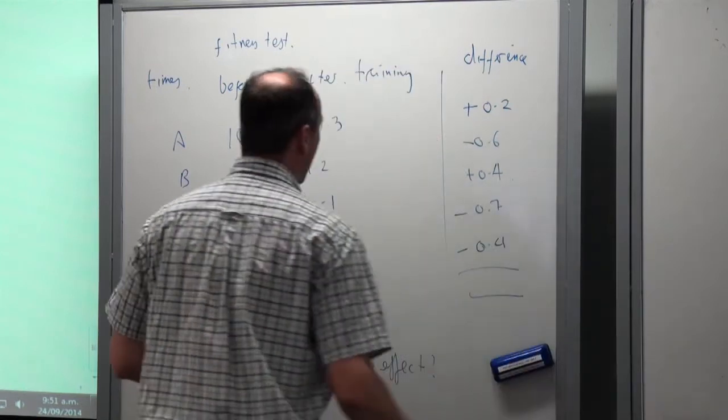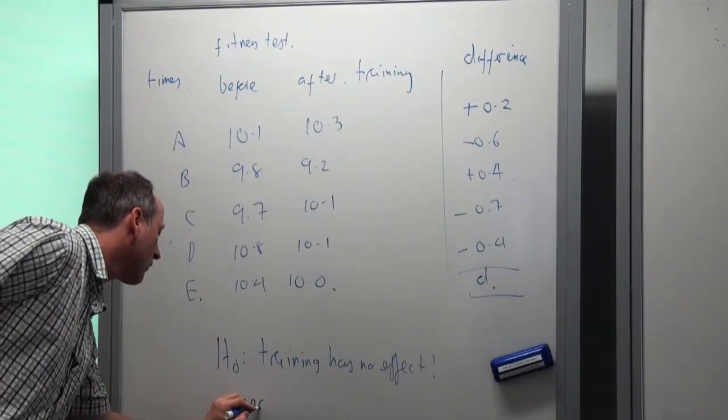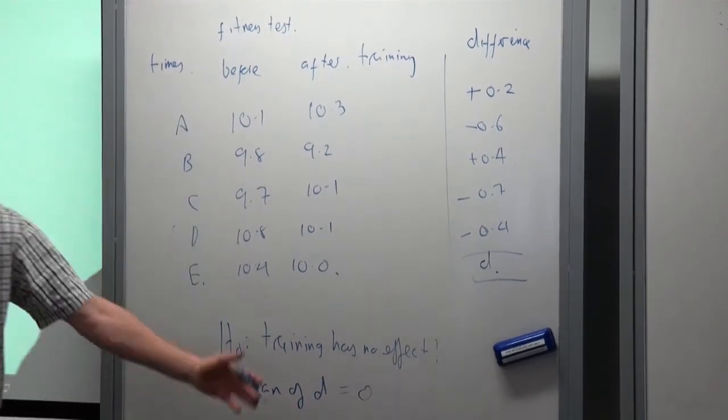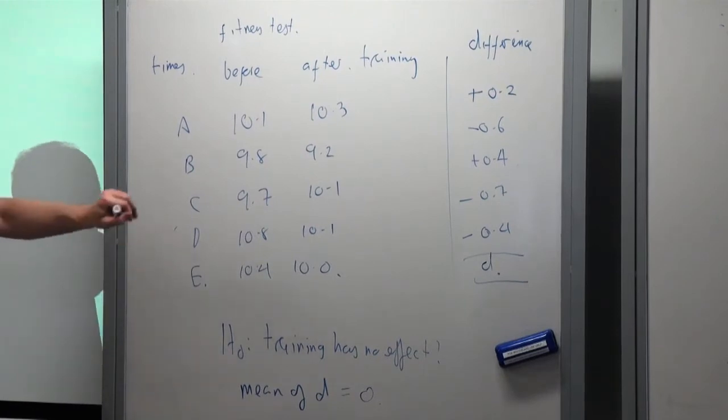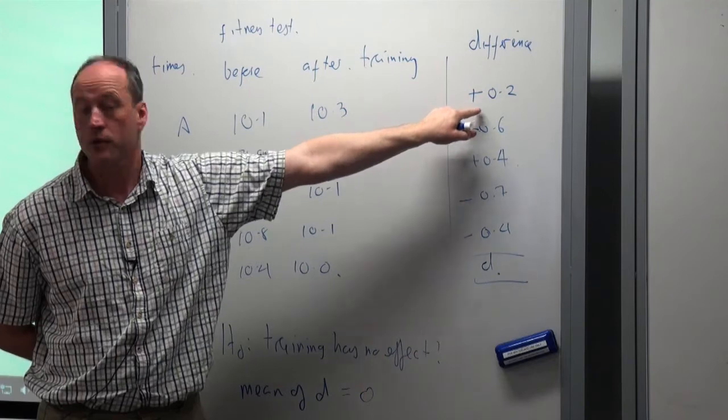So in other words, if I call this D for difference, then the mean of D equals 0. Of course. Do you see how I'm turning these two numbers into a single number because I'm only interested in the difference?